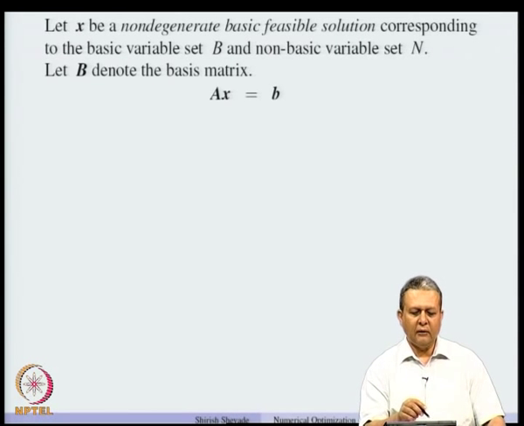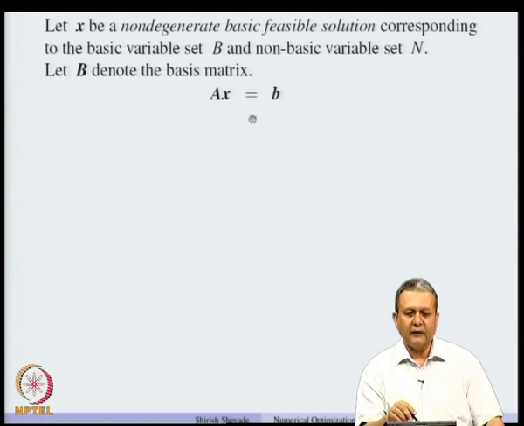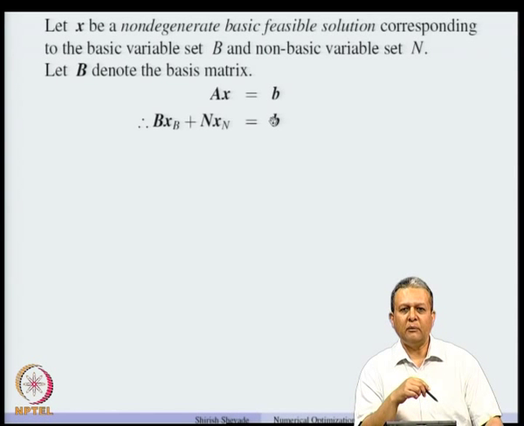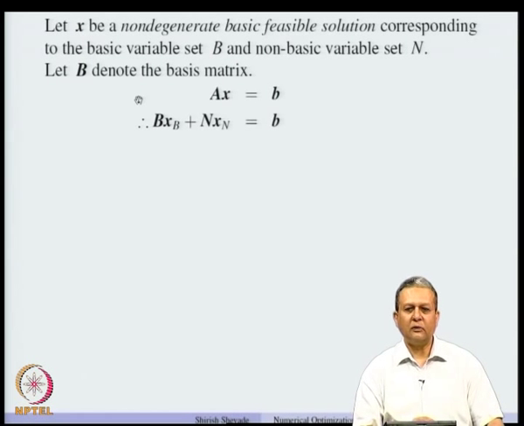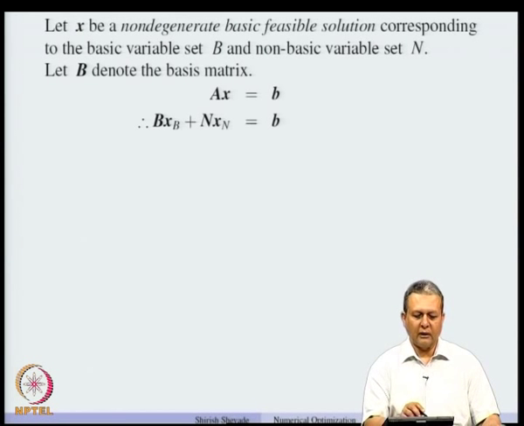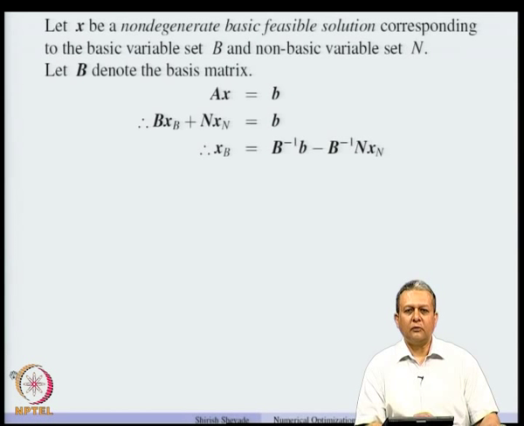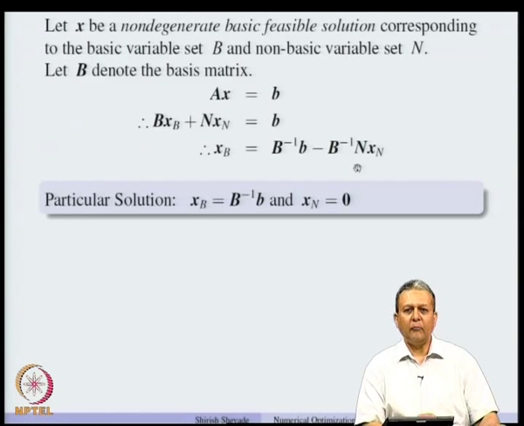And if B denotes the basis matrix, then Ax equal to b can be written in the form B xB plus N xN equal to b. So, A is split into two submatrices B and N, and the corresponding components of x are xB and xN. Since B denotes the basis matrix, the columns of B are linearly independent and it is of size m by m, so we can always invert it and get a solution xB equal to B inverse b minus B inverse N xN. A particular solution is obtained by letting xN be 0, so we get xB equal to B inverse b and xN equal to 0.